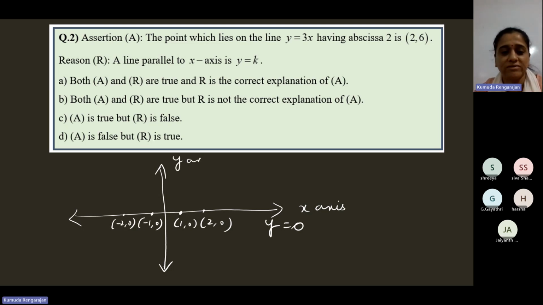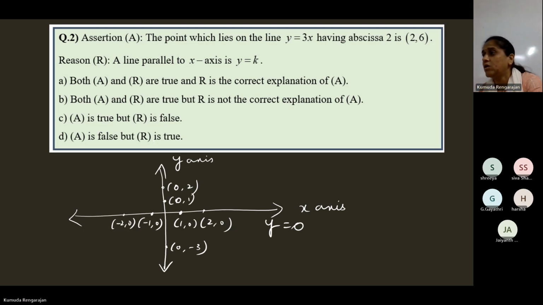Now let's see the equation of the y-axis. Let's mark a couple of points on the y-axis. What do you see? The y value changes. y is 1, y is 2, y is minus 3. The y value changes, but the x value is always 0. On the x-axis, the x value keeps changing, minus 2, minus 1, 1, 2, and the y value is a constant, y is equal to 0. On the y-axis, the y-coordinate changes, but the x-coordinate is fixed. It's always 0. So x is equal to 0 is the equation of the y-axis.